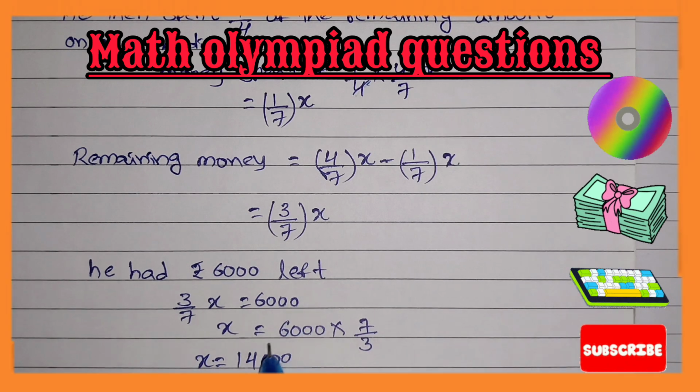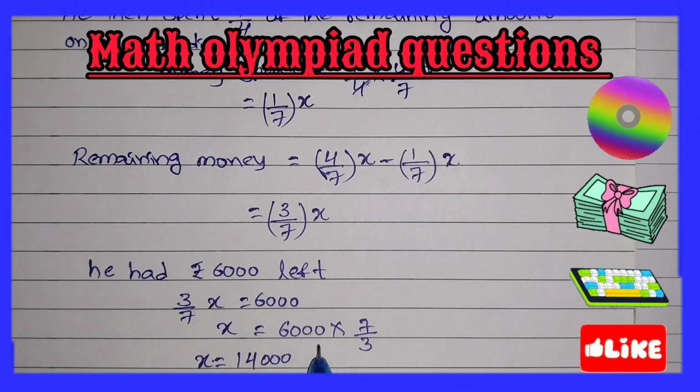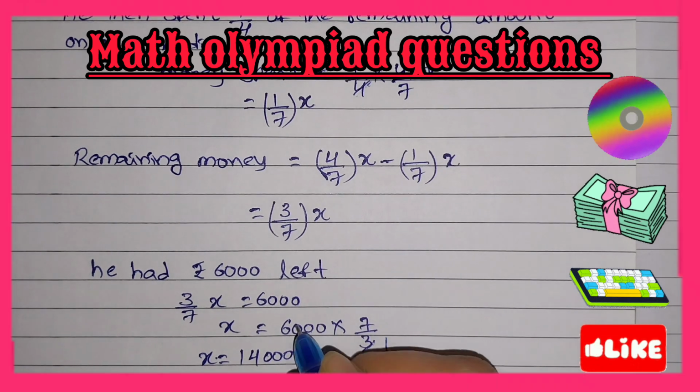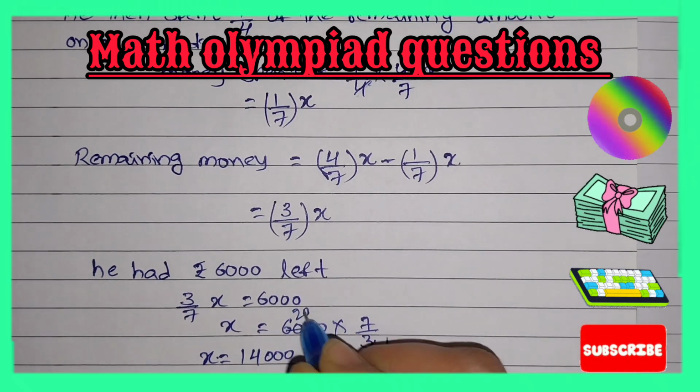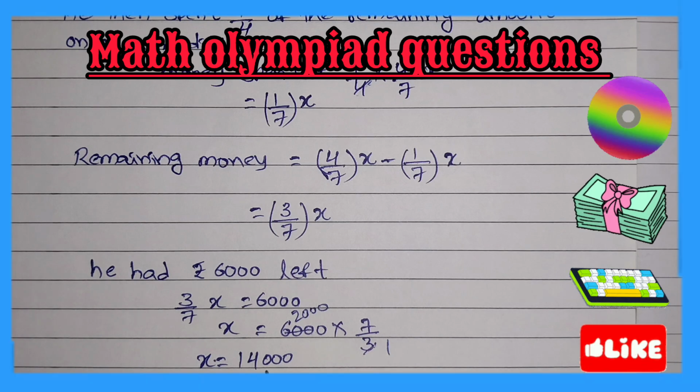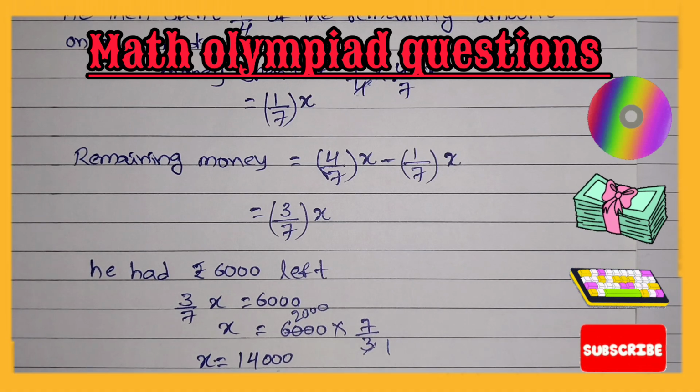So 3/7 of x equals 6,000. x equals 6,000 multiplied by 7/3. 3 ones are 3, 3 twos are 6, so 6,000 divided by 3 is 2,000. 2,000 multiplied by 7 equals 14,000. x equals 14,000 rupees.